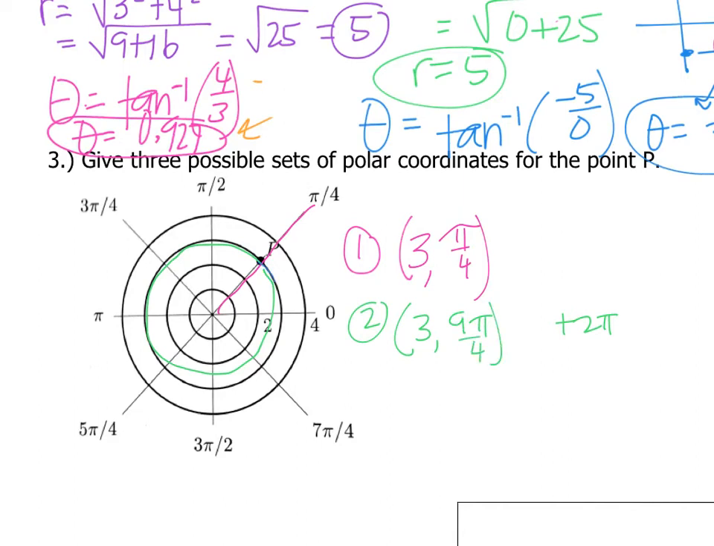We could do a similar thing rotating it the other direction. So in this case, you would be subtracting 2 pi. Again, the 3 is the same. And then pi over 4 minus 2 pi gives you negative 7 pi over 4. Okay?